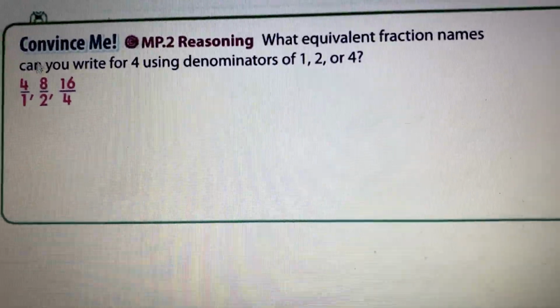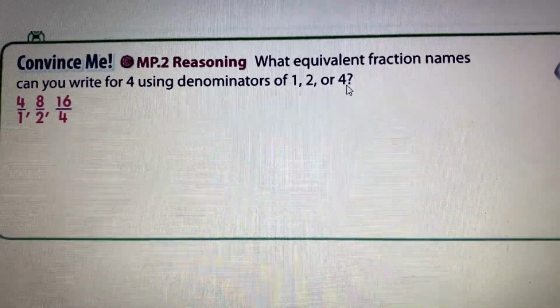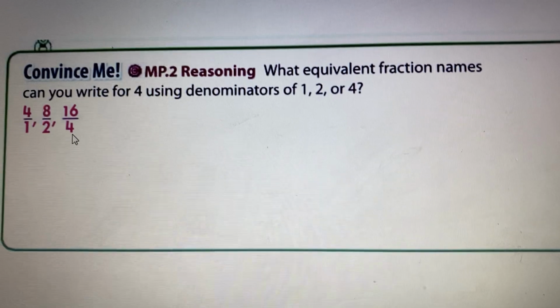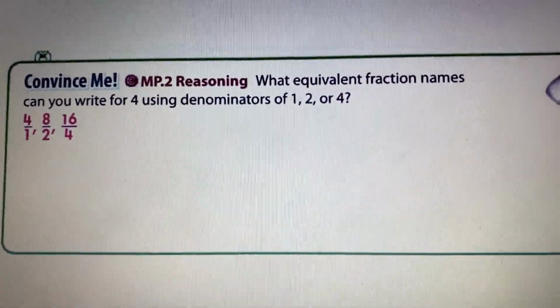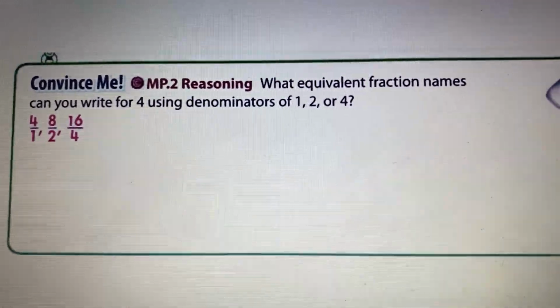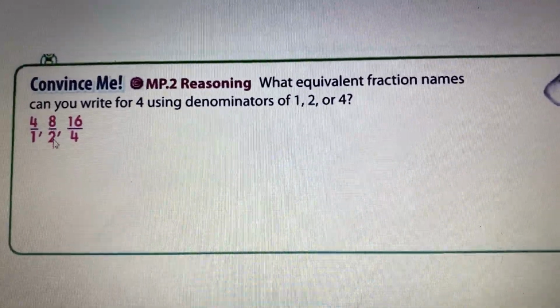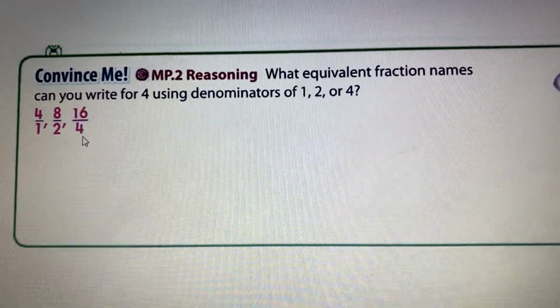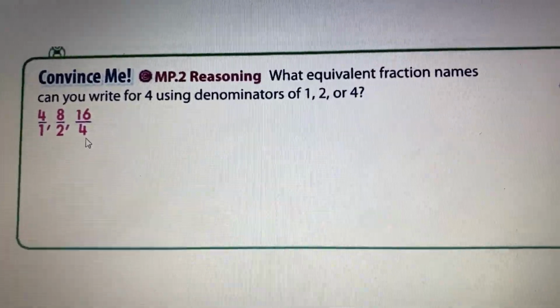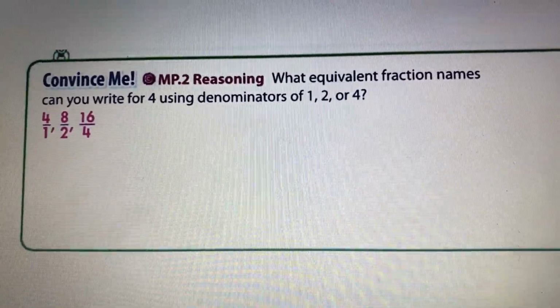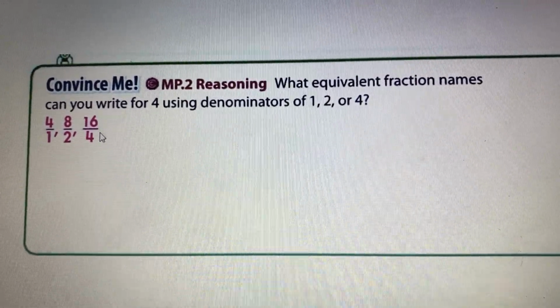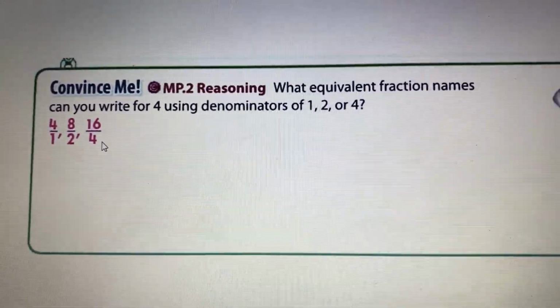The last fraction, they said denominators of 4. So over 4, think about it. What is the number that if I divide it by 4, the answer will be 4? So it's 16. So 4/1, 8/2, and 16/4, they all equal 4 wholes. Because if I divide each numerator by the denominator, I'm going to get 4.